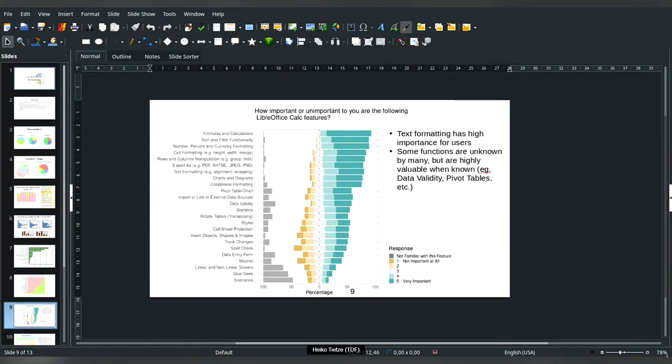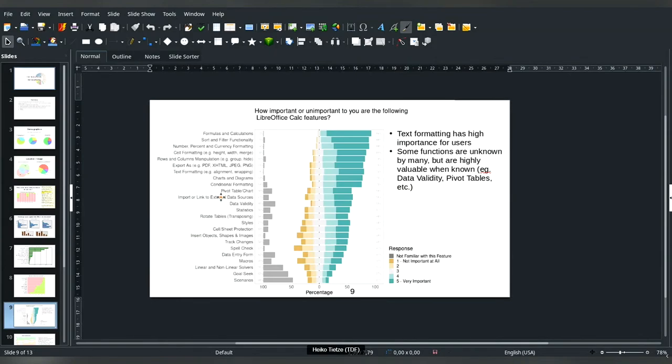Okay, Gabriel, slide 9. That's a Likert scale. Likert scale means you ask with a number from 1 to 5 between the low or the minor anchor and the high value. In this case, it was how important is a feature to you? Not important at all, 1, or very important. And the subjects were asked, using formulas and calculation, how important is it? And most people say, absolutely, I use formulas every day. Of course, you do so.